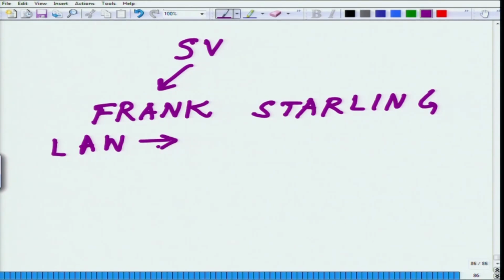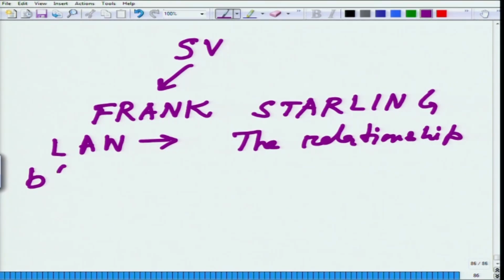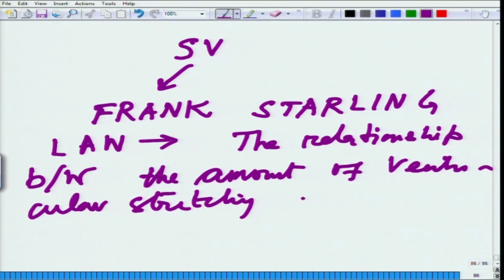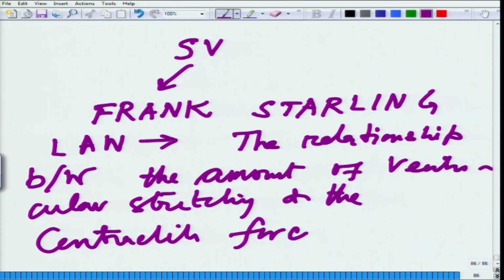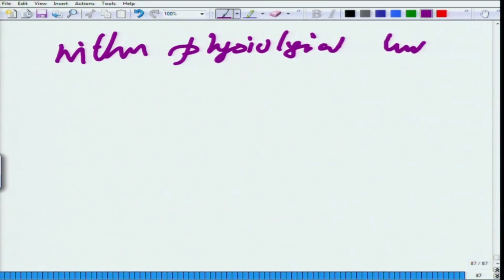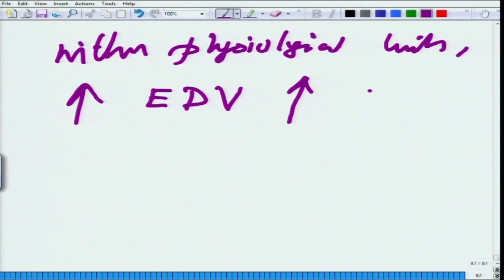So, what this law says is this: the relationship between the amount of ventricular stretching and the contractile forces means that within physiological limits, an increase in EDV will result in a corresponding increase in stroke volume.